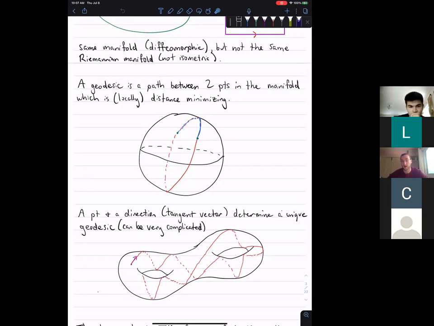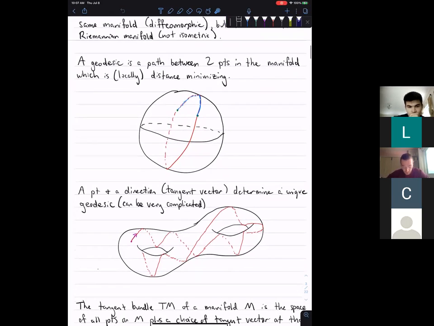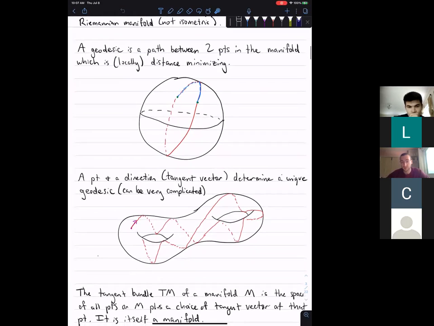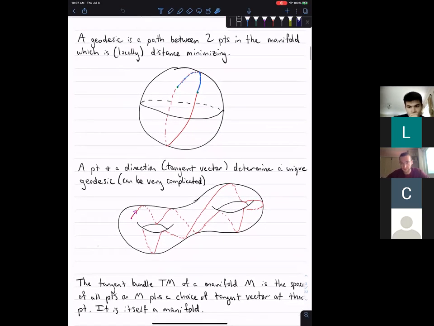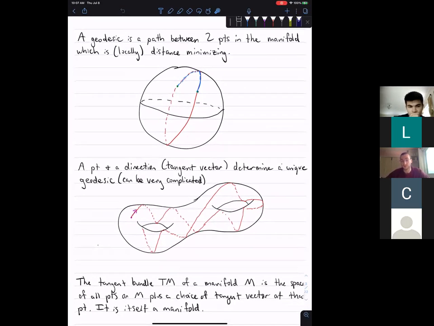That doesn't typically happen. So more generally on a manifold, if you choose a point and you choose a direction, this determines for you a unique geodesic. But these geodesics can be very complicated. In general, they won't close up. So here I've tried to demonstrate kind of the level of complexity you can get. The geodesic could sort of wander all around the manifold. So you should imagine this is like wrapping all around. But again, to specify it, I just needed to choose a point and a direction.